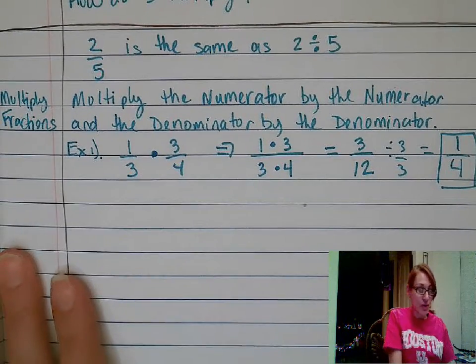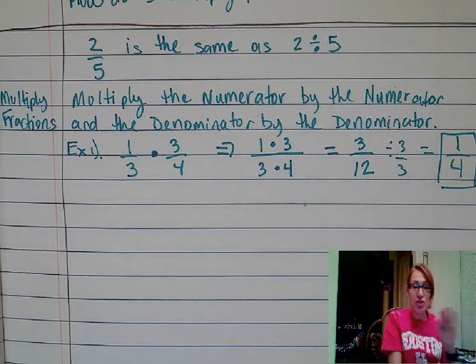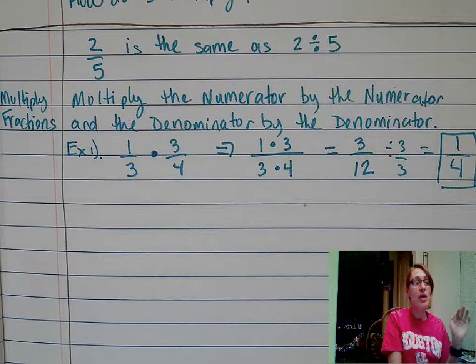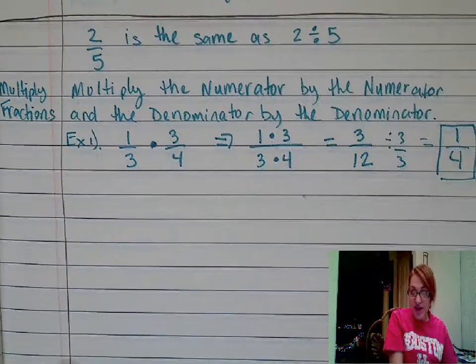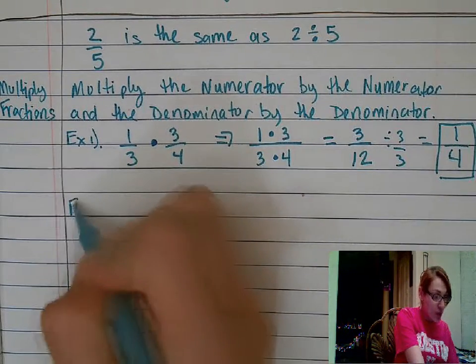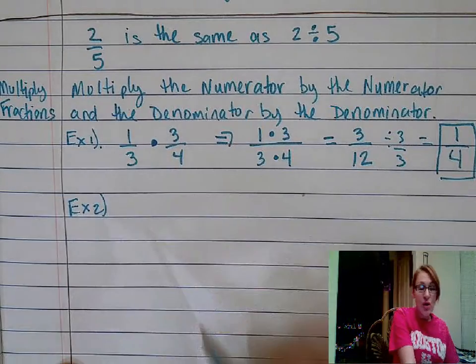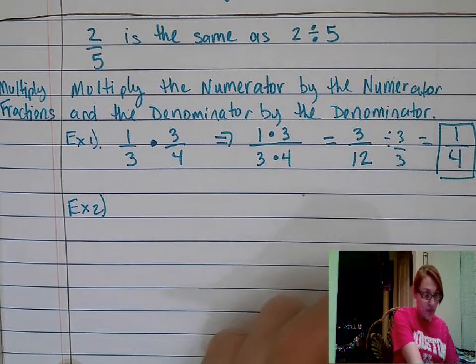Easy? Yeah, because all you're doing when you're multiplying fractions, you're just multiplying straight across. Numerator times numerator and denominator times denominator. So let's take a look at another example. So we have a whole number. Example 2, when you're multiplying a whole number by a fraction.